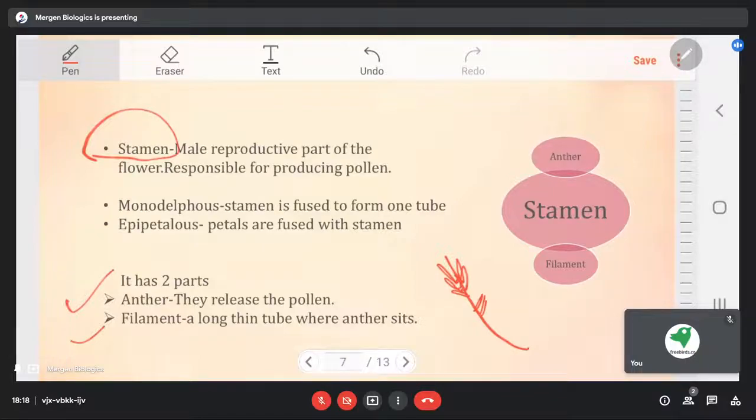Another term I have written in the slide is epipetalous. So what is epipetalous? When the petals are fused with the stamens, as you have seen in the case of the hibiscus, they are known as epipetalous. So this is about the male reproductive part of the hibiscus or any other flower. The science about this part always remains the same. Their work is also the same, doing pollination and all.